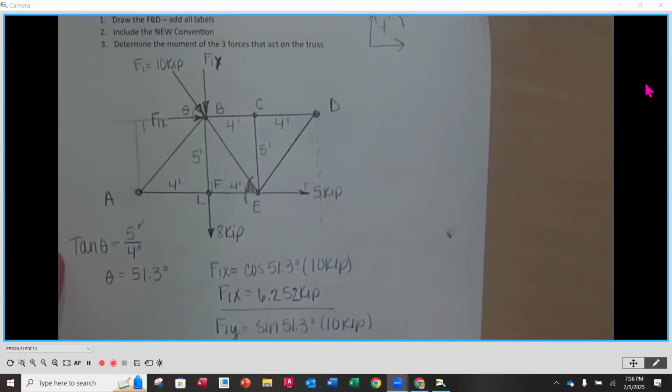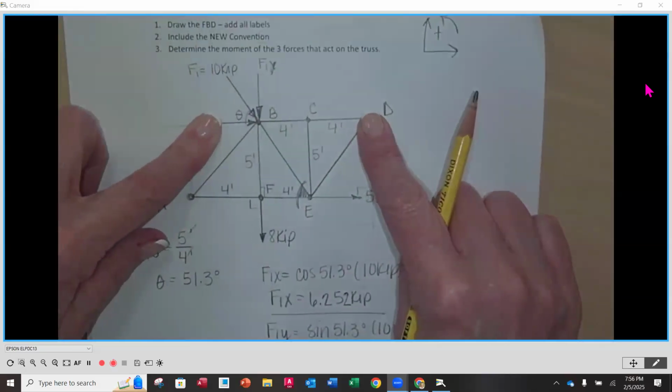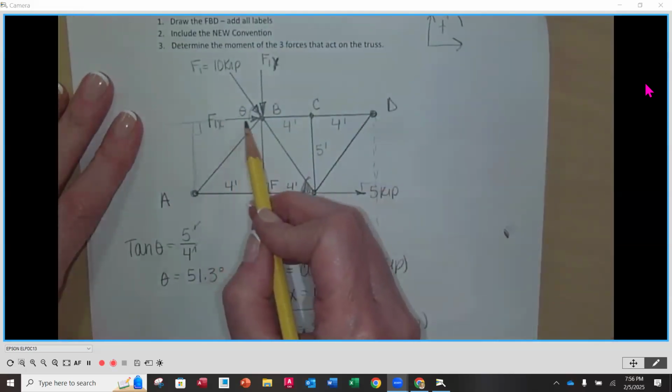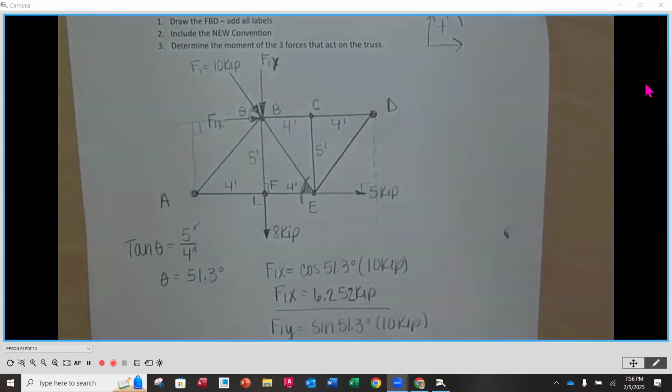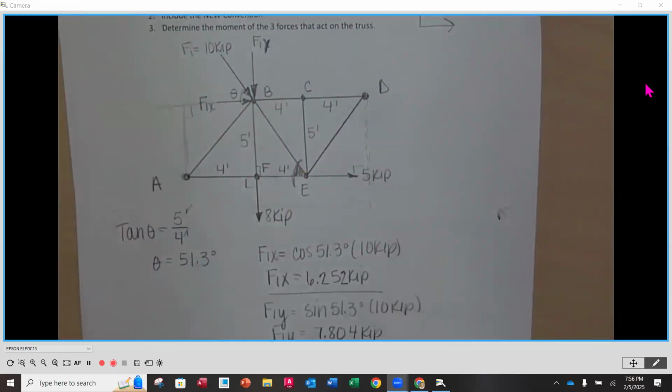Going back up to D, I'm going to do my F1X. If I push on F1X, is it causing a rotation? No. And indeed, it's going to go right through the point. So there is no moment. There is no offset distance. So we're not even going to include it. Don't even worry about it.